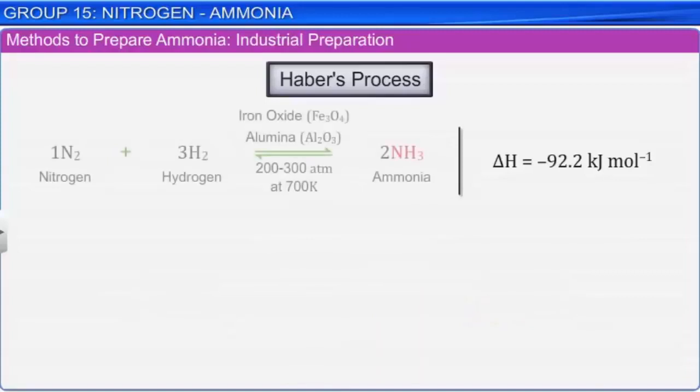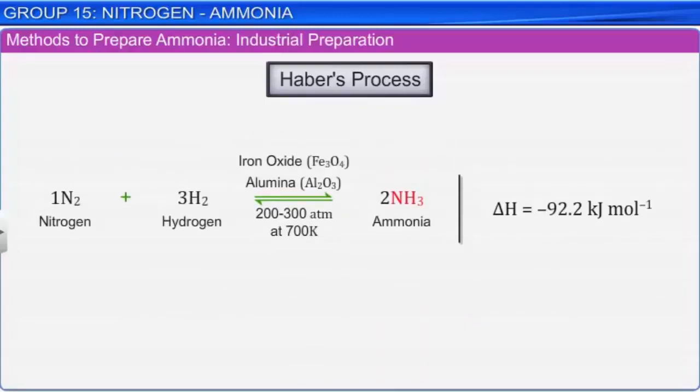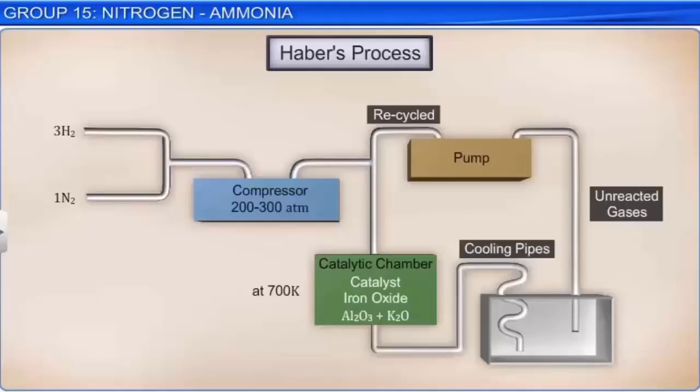Thus, a high pressure of 200 to 300 atmospheres, an optimum temperature about 700 Kelvin, and the catalyst iron oxide along with the promoter alumina are used to obtain better yields of ammonia. The flowchart of the manufacture of ammonia is given here. Let us describe in short the process of manufacture of ammonia from the flow chart.